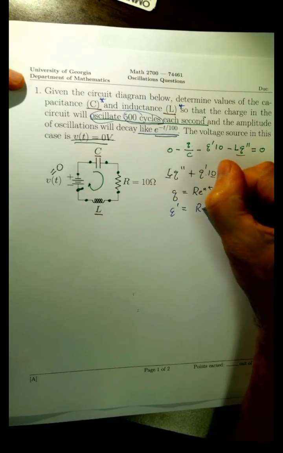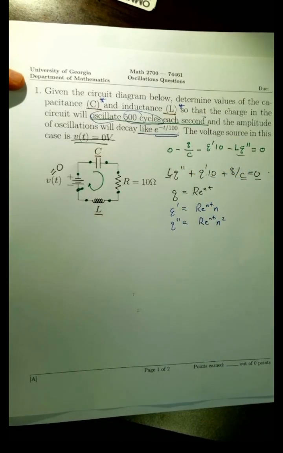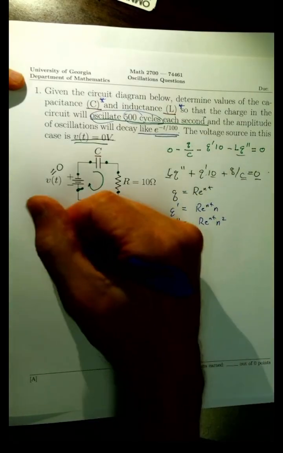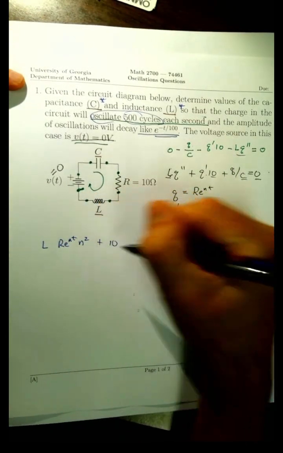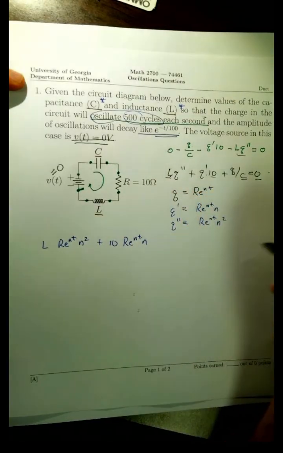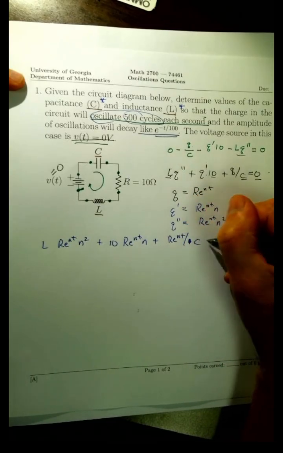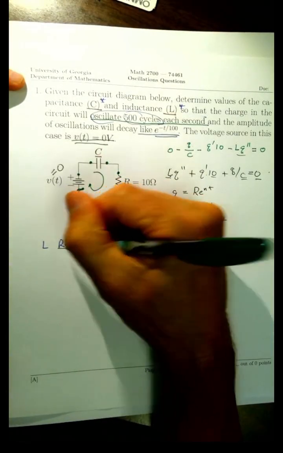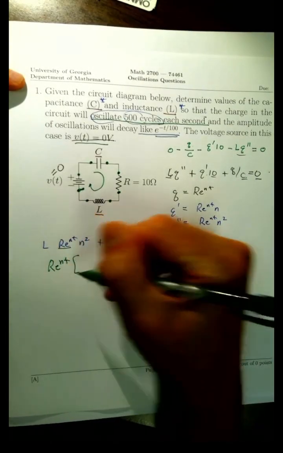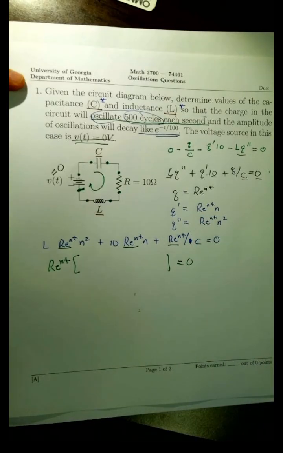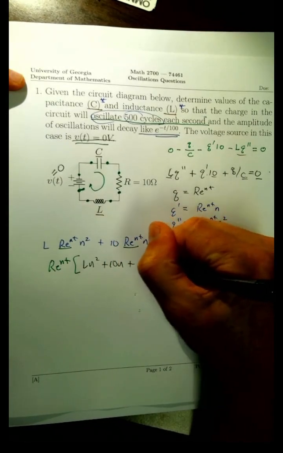So Q prime is going to be r e to the nt times n. Q double prime is going to be r e to the nt n squared. Plugging this into my differential equation, I'm going to have L times Q double prime, so r e to the nt n squared, plus 10 Q prime, so I have r e to the nt times n, and then plus Q, r e to the nt, divided by C, is 0. r e to the nt is in each and every one of these terms, so I can factor that out, leaving me with L n squared plus 10 n plus 1 over C.